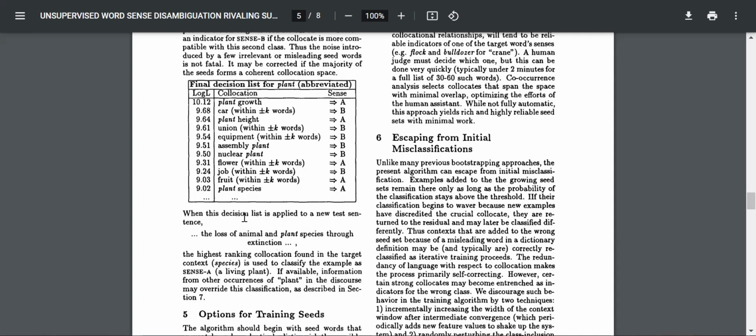When this decision list is applied to a new test sentence, "the loss of animal and plant species through extinction," the highest ranking collocation found in the target context, species, is used to classify it as sense A, which is indeed present here, and which tells us that it belongs to sense A.